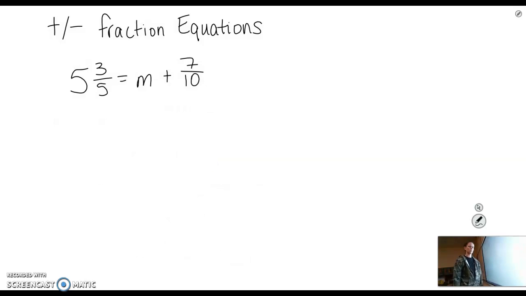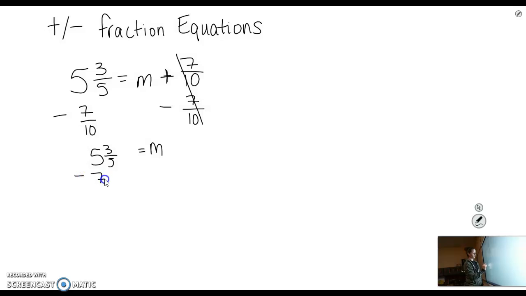Let's work through another example. We have 5 3/5 equals m plus 7/10. We're trying to isolate the m. This is an addition problem, so we're going to do the inverse or opposite of addition, which is subtraction, of 7/10 to both sides. This cancels this, and now I have just my m equals 5 3/5 minus 7/10.